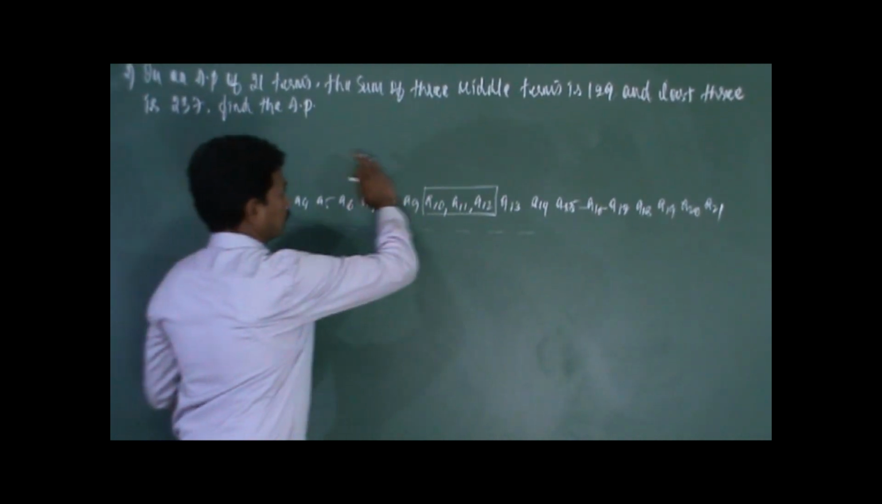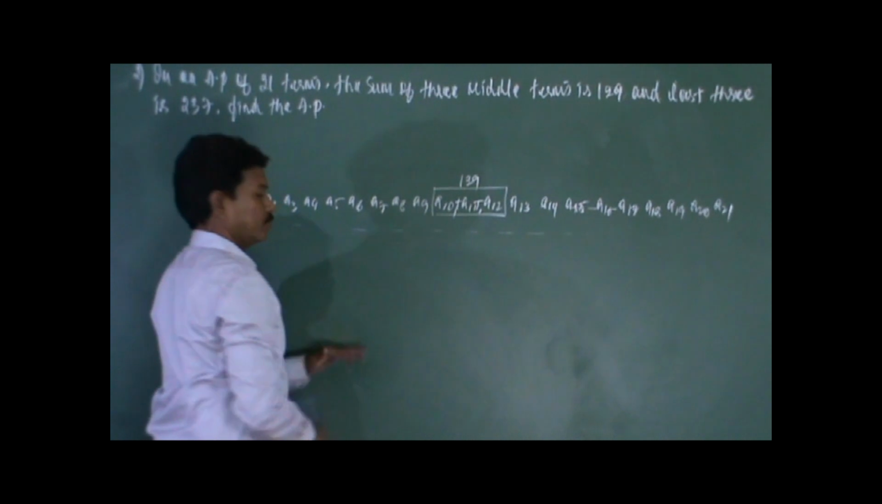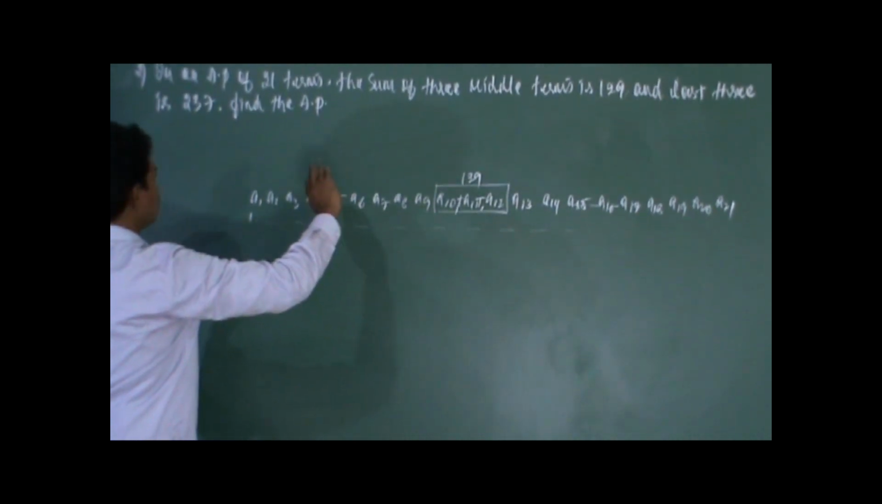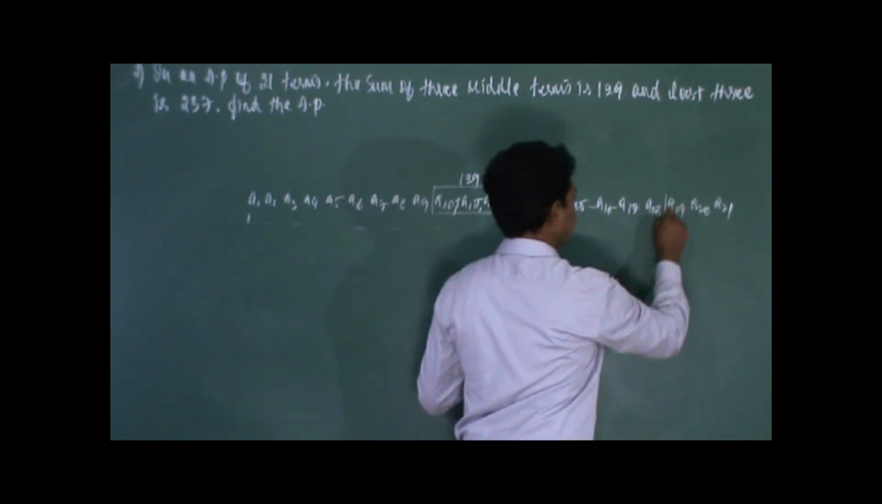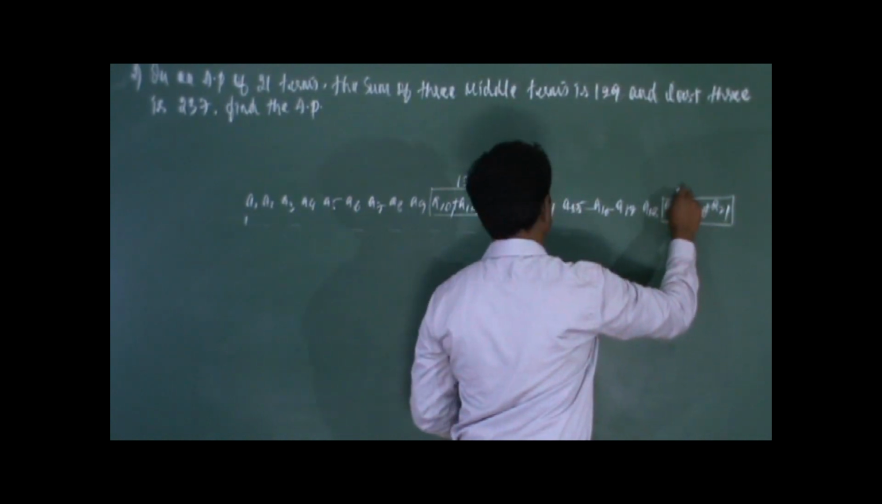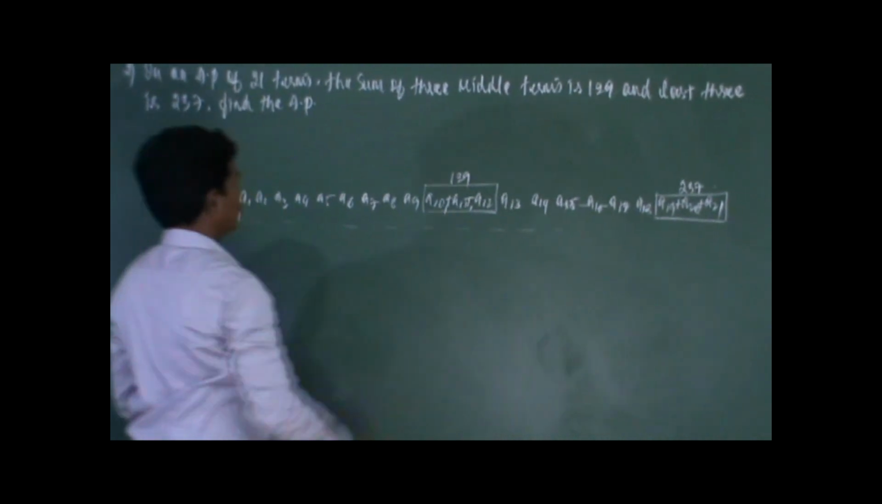And the sum of the 3 middle terms is 129. So when you add these 3 terms, the sum you get is 129. And the sum of the last 3 terms is 237. The last 3 terms are A19, A20 and A21. So when you add these 3 terms, you get the sum 237. So this is the data of the problem.